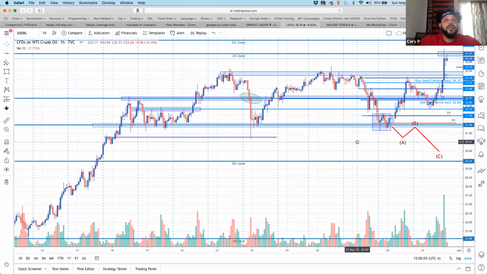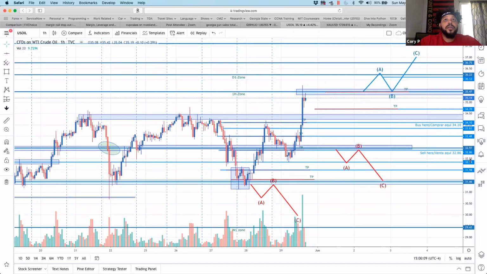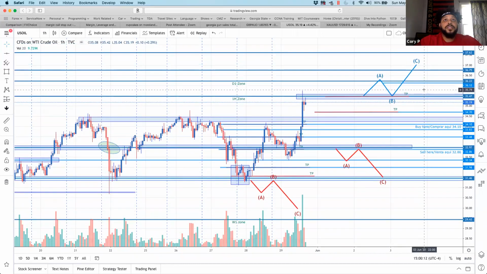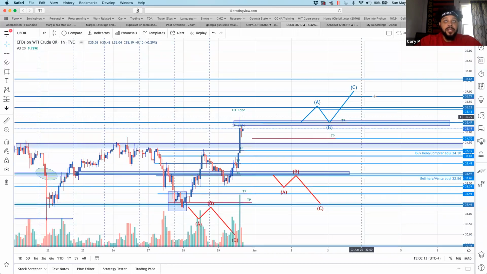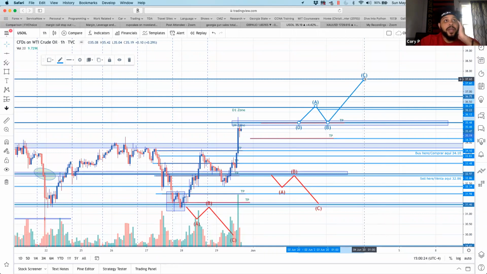1 hour. Okay, so now we can see, right? These are the two lines that I added, right? Right here and right here. So our ultimate target would be here if it breaks. That's first target, right? And then we have these two targets in between, right? Here.